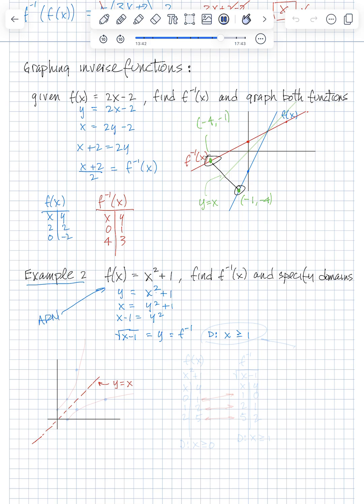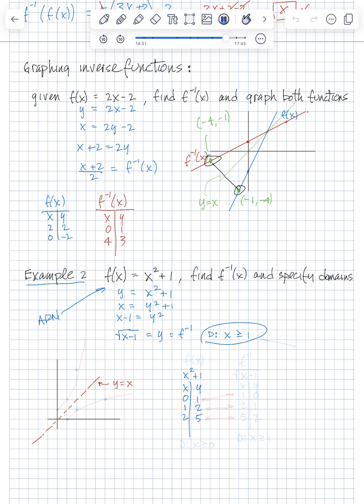So we're going to take the most restrictive. We have to go with the domain where x is greater than or equal to 1. Okay, so now let's plot these functions. We'll do an xy table for f of x, that's x squared plus 1. When x is 0, y is 1. When x is 1, 1 and 1 is 2. When x is 2, x squared is 4 plus 1 is 5.